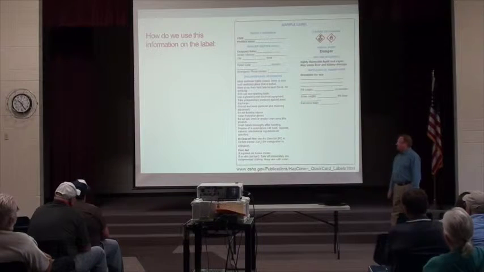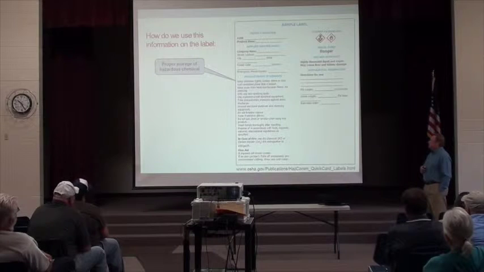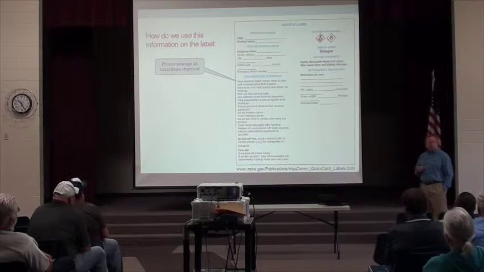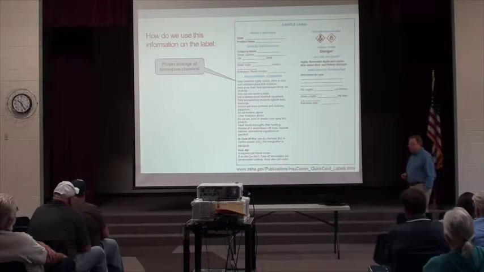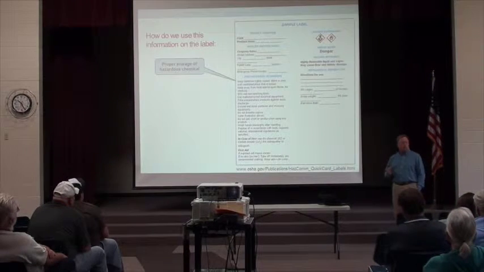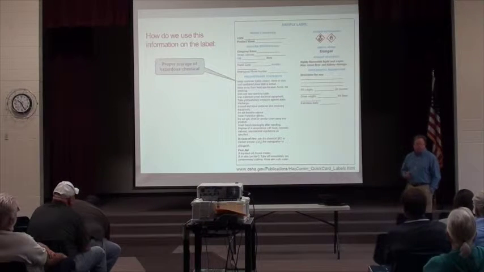How do we use the label information? In the precautionary statements, you can see here the proper storage of the chemical. It says keep the container tightly closed, stored in a cool, well-ventilated location. If you ever see a product that tells you to keep the container tightly closed and stored in a cool location, probably a good idea to follow those instructions.